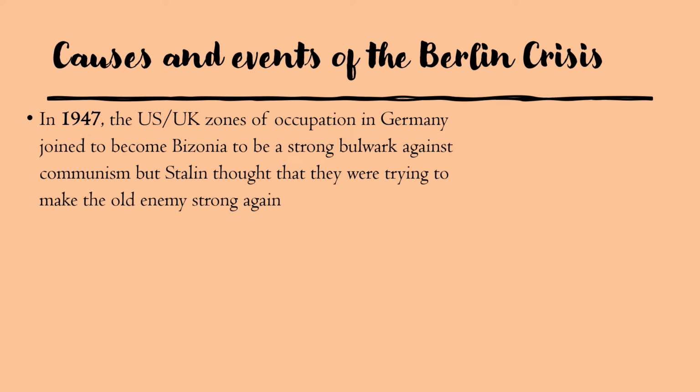But Stalin thought that America and Britain were just trying to make their old enemies strong again. They'd been fighting against Germany just over 2 years ago together, and Stalin was very, very scared that they were trying to make the old enemies stronger again in order to defeat, or at least to try to defeat, the Soviet Union. So he was very, very suspicious about what the US and the UK were doing.